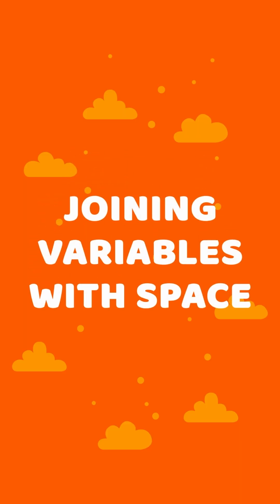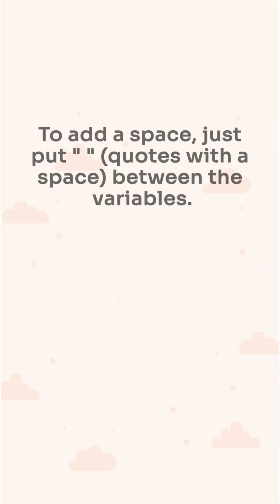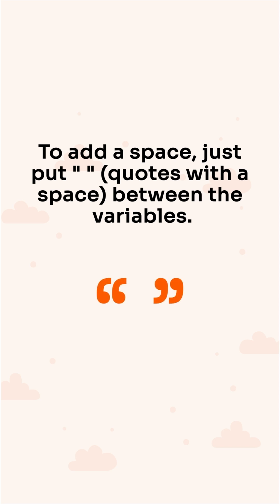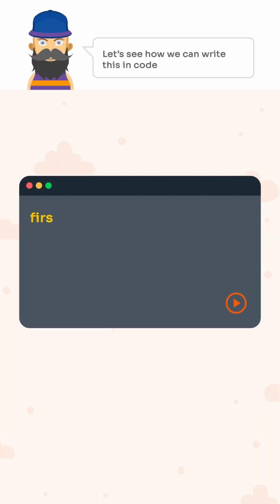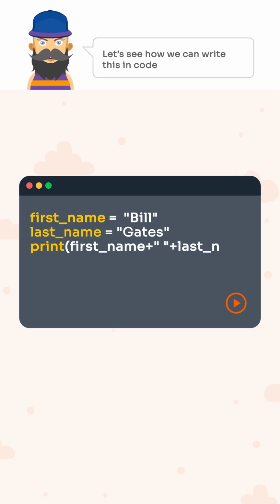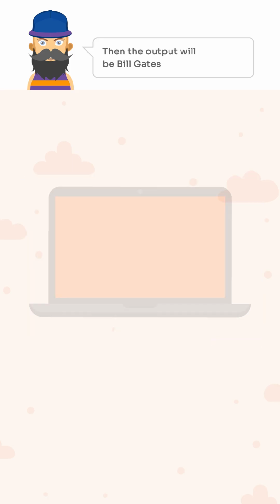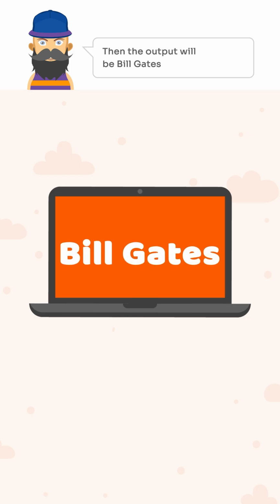Joining variables with space. To add a space, just put quotes with a space between the variables. Let's see how we can write this in code. first_name equals Bill. last_name equals Gates. print first_name plus space plus last_name. When you run this, then the output will be Bill Gates. Now it looks clean and readable.